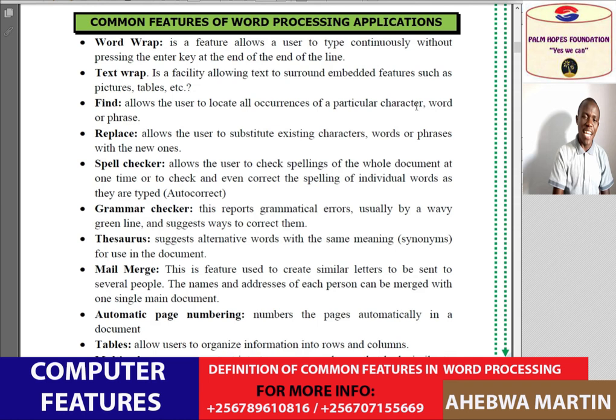Then we have what we call text wrap. It is a facility allowing text to surround embedded features such as pictures, tables, etc. So text wrap, for example, we normally see words or statements on pictures. So combining words with a picture is called a text wrap. When you do text wrap, it means that you are combining a picture and words.